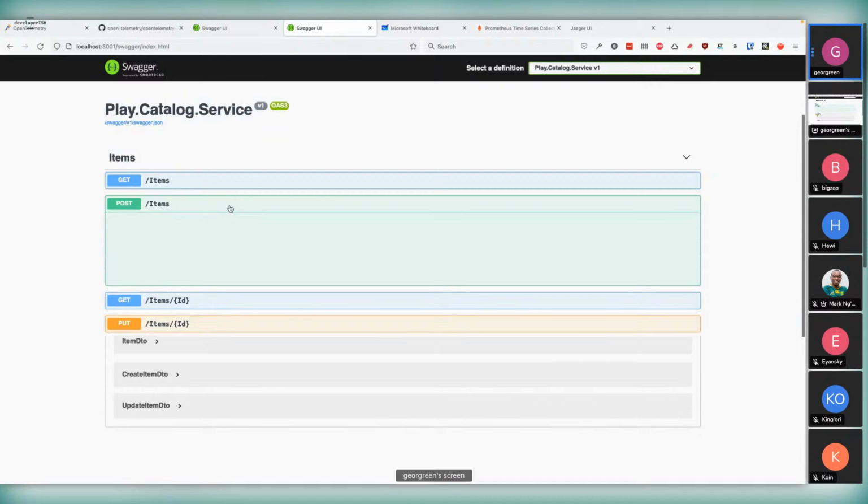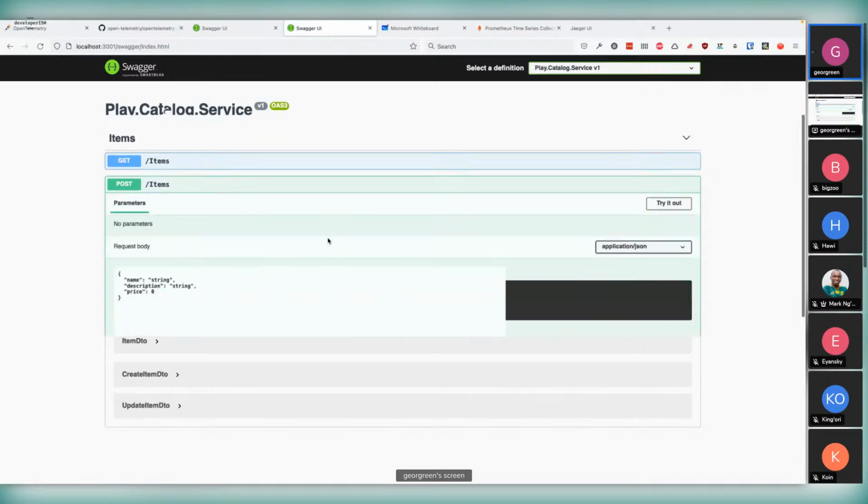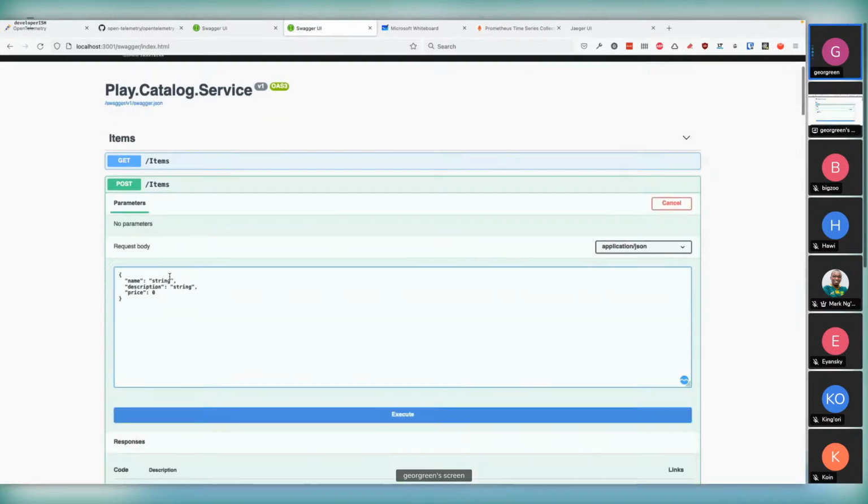So we can do things like, let's try this out. We can create an item. So we can create something like magic potion, and you can just say the description of this is just magic within our catalog, and we're going to say the price of this is like 100.